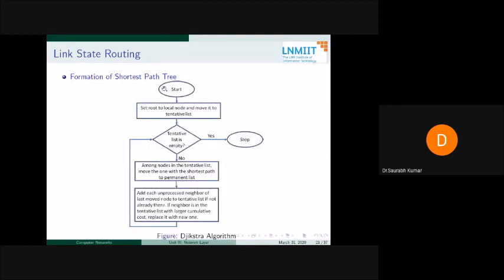In this algorithm, first it sets the root to the local node and moves it to the tentative list. The tentative list is basically a temporary list. Now we check whether the tentative list is empty or not. If it is empty, there is no other node to process, so we stop the algorithm. Otherwise, among the nodes in the tentative list, move the one with the shortest path to the permanent list, and add each unprocessed neighbor of the last moved node to the tentative list. It is becoming very difficult to imagine, correct? So let's see one example.